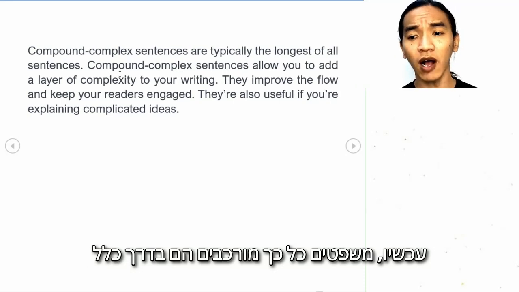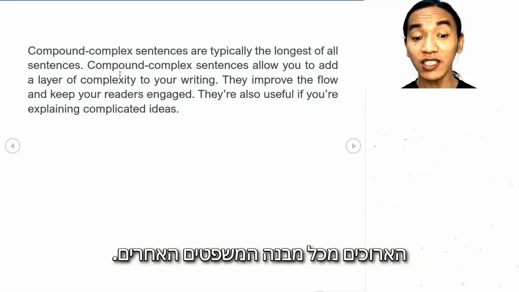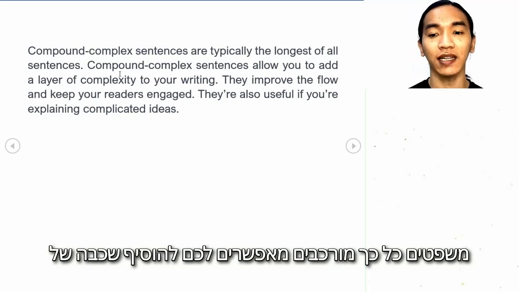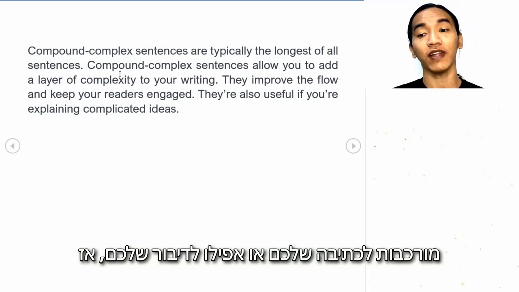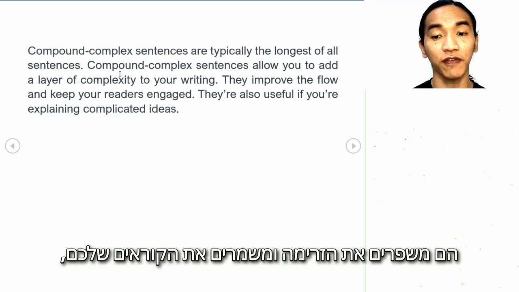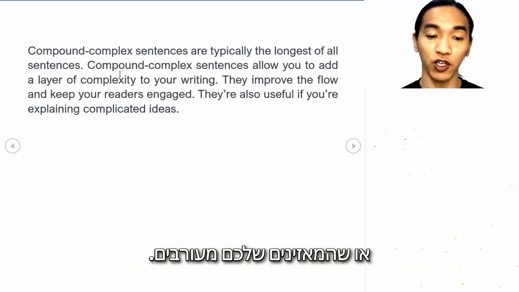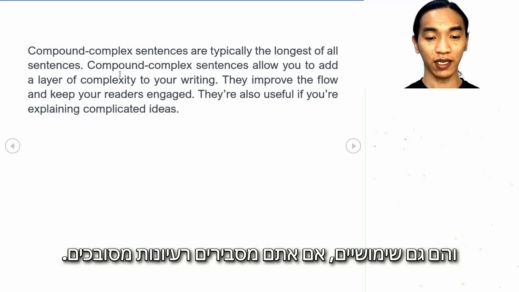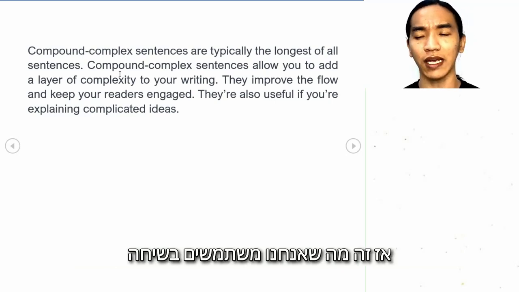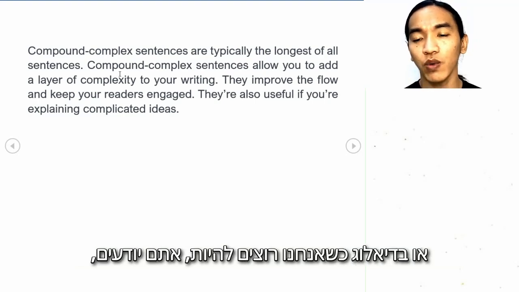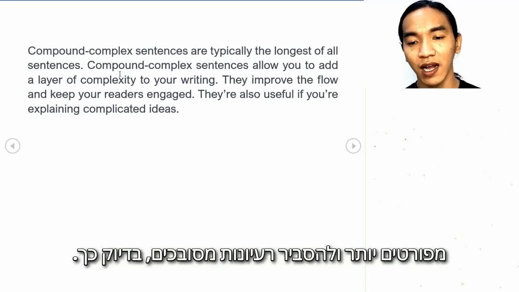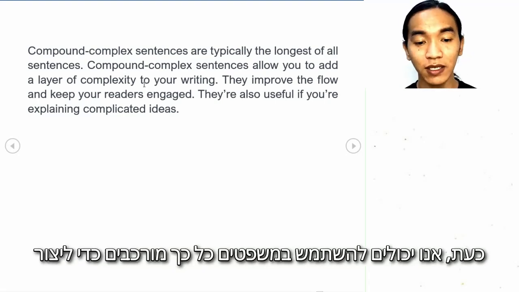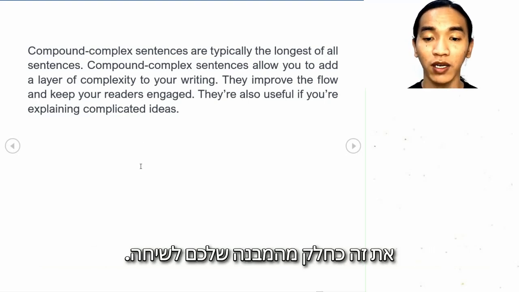Now, compound complex sentences are typically the longest of all the sentence structures. Compound complex sentences allow you to add a layer of complexity to your writing or even to your speaking. So, they improve the flow and keep your readers or your listeners engaged. And they are also useful if you're explaining complicated ideas. All right. So this is what we use in conversation or in dialogue when we want to be more detailed and explain complicated ideas just like this. Now we can use compound complex sentences as part of your structure for conversation.